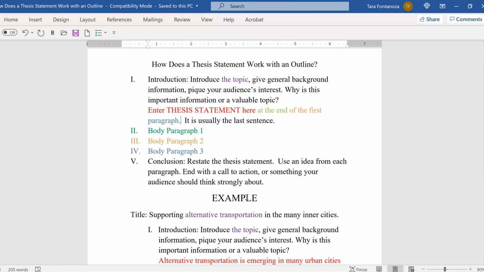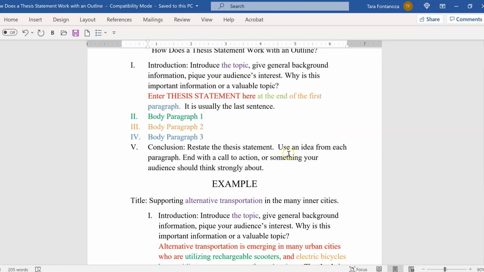And then you have a conclusion. It restates the thesis statement. Use an idea from each paragraph, these paragraphs right here that I'm waving, paragraph 1, 2, and 3. Use an idea from each paragraph, and end with a call to action or something your audience should think strongly about or reflect about. How does this work?